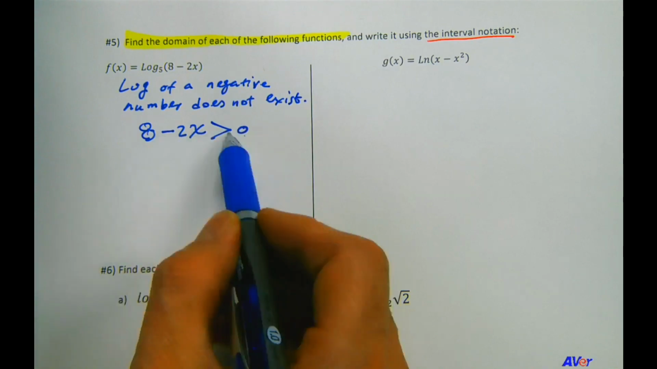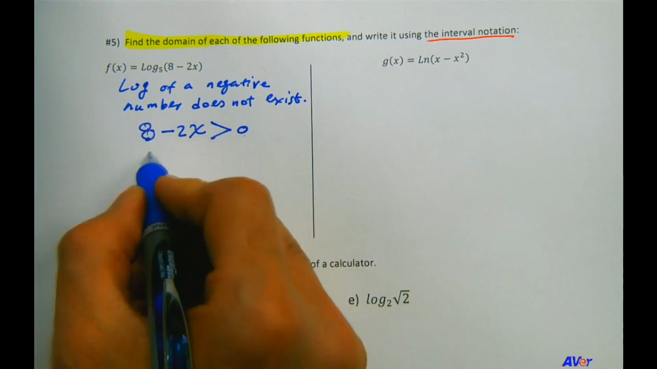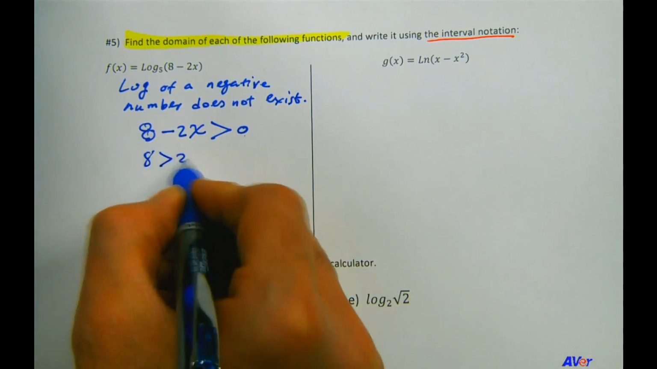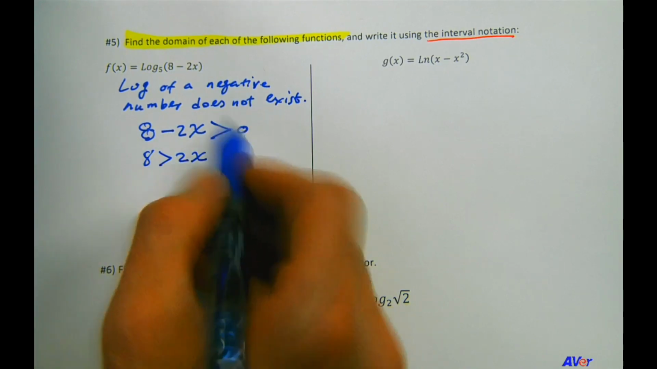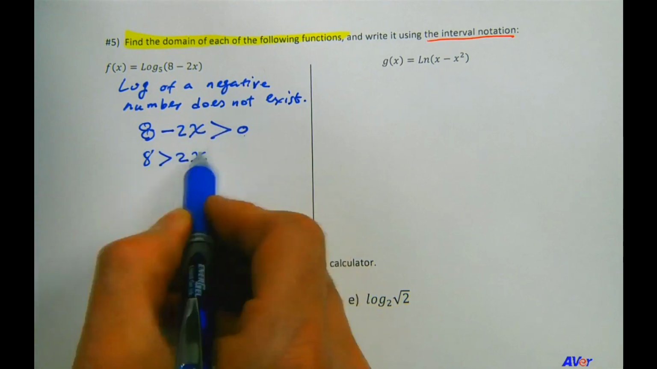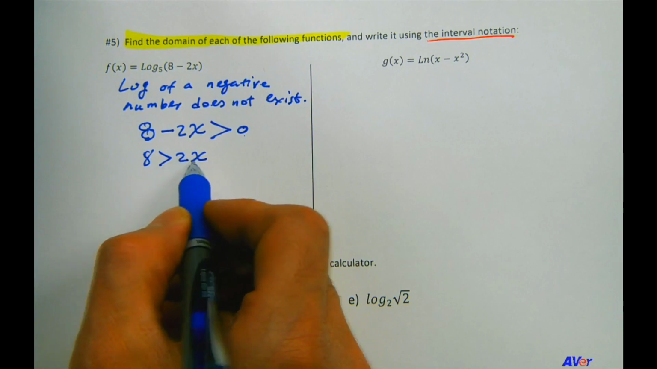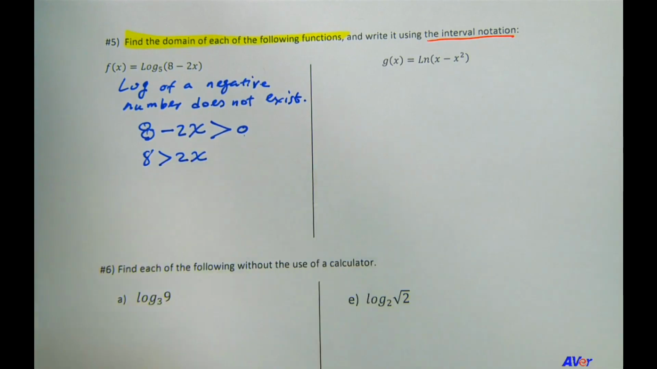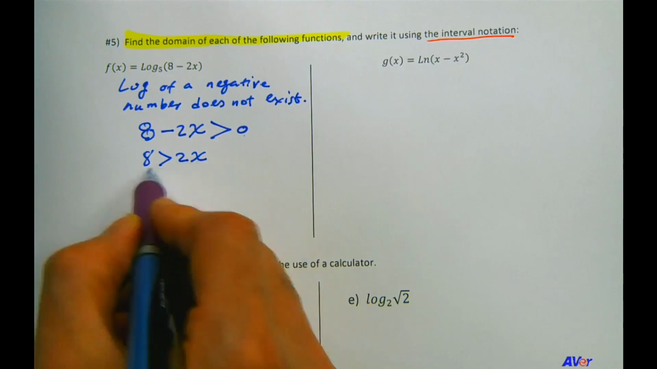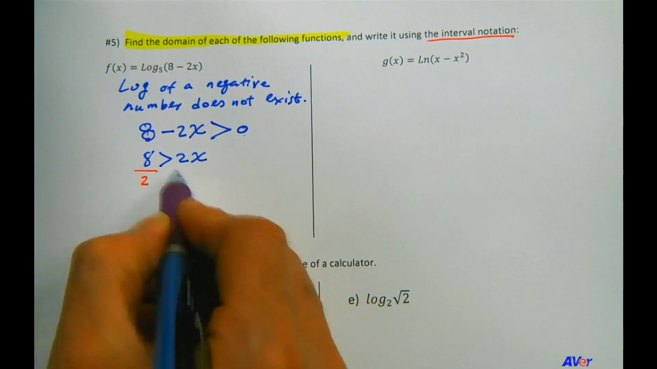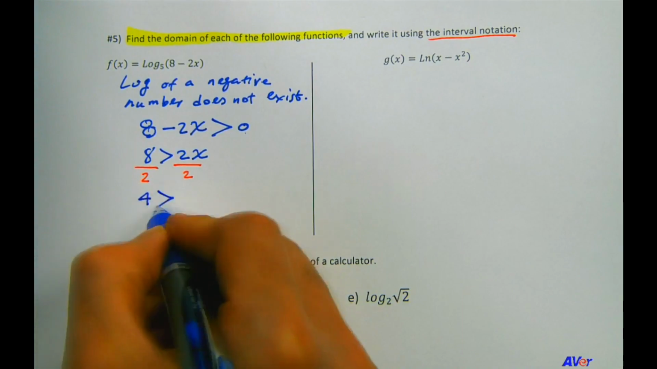It must be always greater than 0. So we set up this inequality and then solve for x. So we have 8 greater than 2x, right? We move the negative 2x to the other side. It was negative on this side. On the other side of the inequality, it becomes positive. Then we need to isolate x. The 2 is preventing us from isolating x. So we need to get rid of this 2. So divide both sides by 2. And what do we get? We get 4 greater than x.